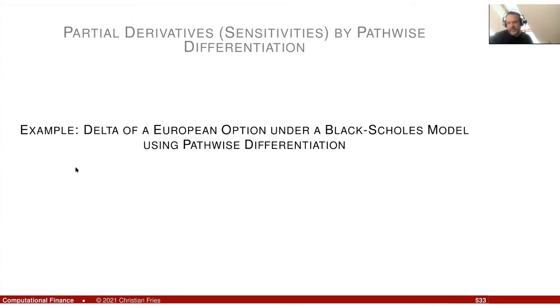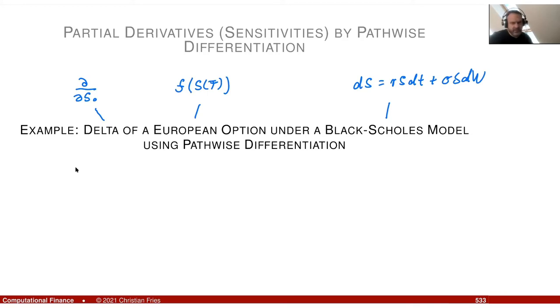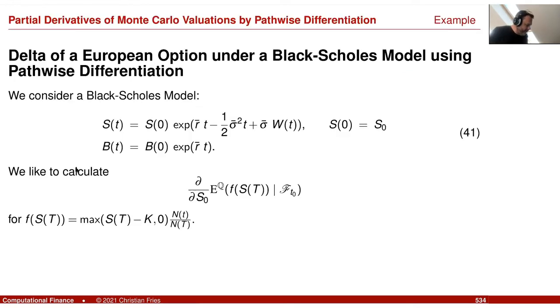Let's look at an example, and just the example which we also programmed. So a European option under the Black-Scholes model. So I would like to calculate the delta. So the delta is the d by d S zero of a European option. So that is just here a function that depends on some later value under a Black-Scholes model. So this is just here my process. dS is r S dt plus sigma S dW. And I would like to apply this method. Okay, so this is my model, the Black-Scholes model.